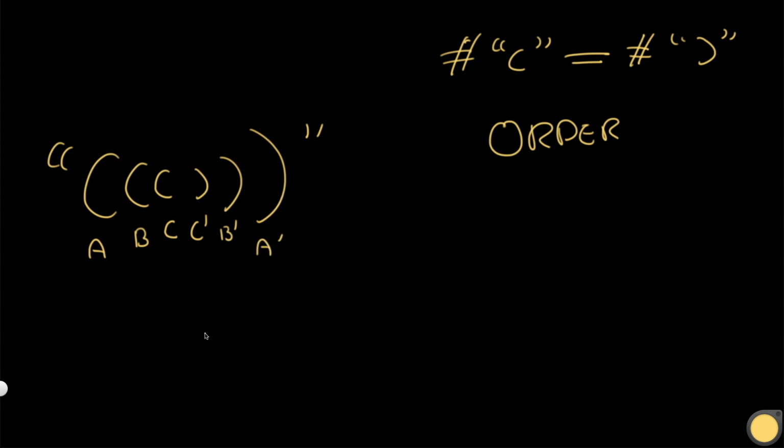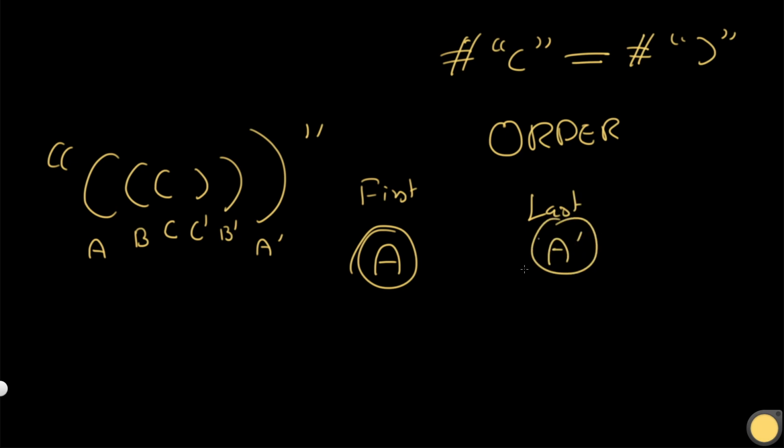So basically what I'm trying to show by doing this is that whatever is the first parentheses we see, first we saw A, right? This A is going to have the last closing bracket, okay? And everything else inside of it is going to follow the same pattern.